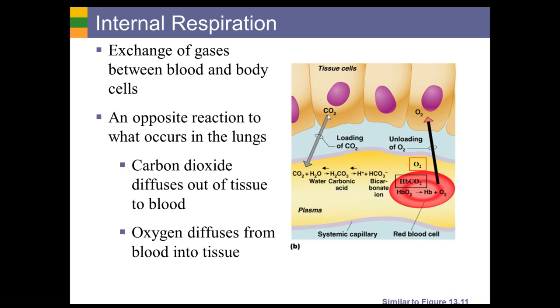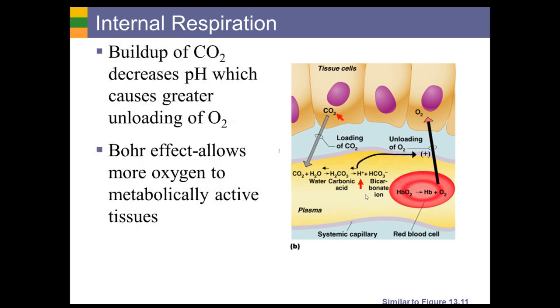So because carbon dioxide levels are increasing, hydrogen ion levels are increasing, and that is causing the pH to drop. So the pH of blood in the veins is lower than pH of blood in the arteries, certainly. Something else happens when the pH levels drop.